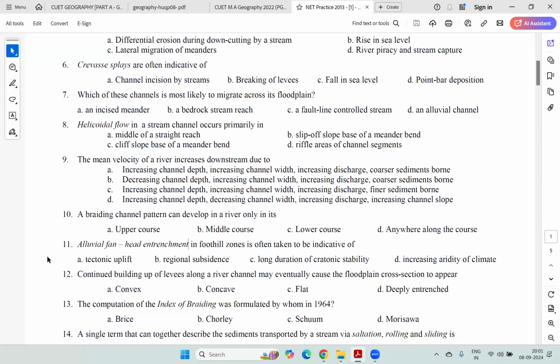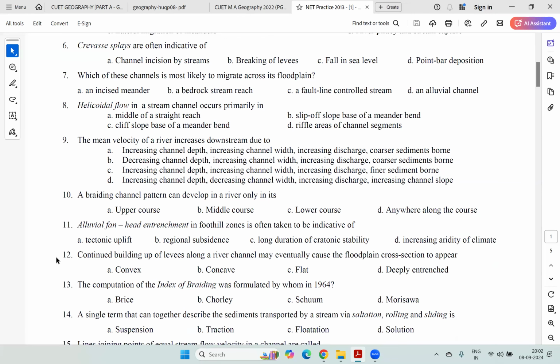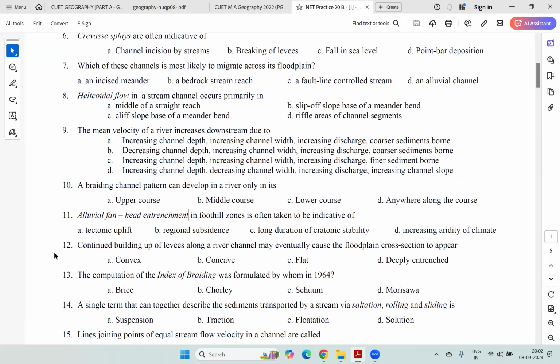The formula is twice the sum of the length of all bars and islands divided by the length of the reach. If that is higher than 1.5, then it is taken to be a braided channel. Okay, so I hope you know this. You learned this from topo sheets when you studied topo sheets.